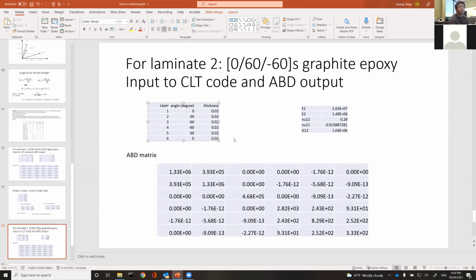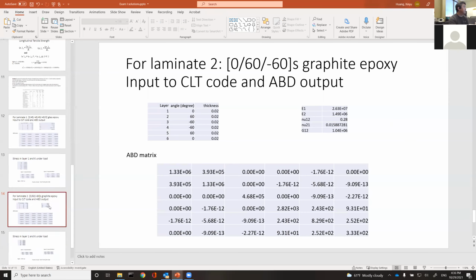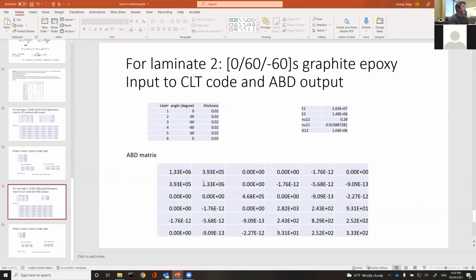Thickness is 0.02 for each one. And this is my ABD matrix. With these, I just do the multiply and sum. So basically, these will be essentially 0. My B matrix is essentially a 0 matrix, everything is 0 here, for this layup. But the A and D matrices are non-zero. You see A and D matrices, they're non-zero.